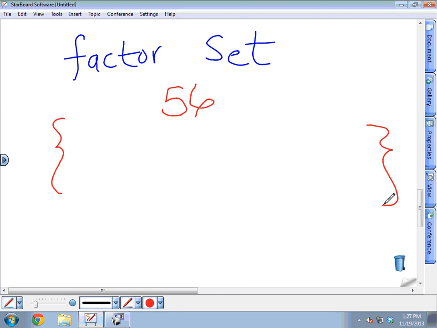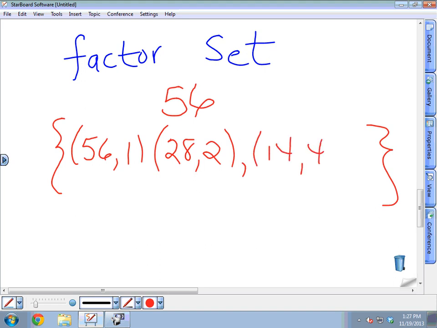Okay? So for example, 56 and 1 will multiply to get 56. If I wanted to multiply by 2, I'd have 28 and 2. 56 is not divisible by 3. Is it divisible by 4? Sure is. That'd be 14 and 4. Okay. Let's see, not 5, not 6, would be 7. 7 and 8.